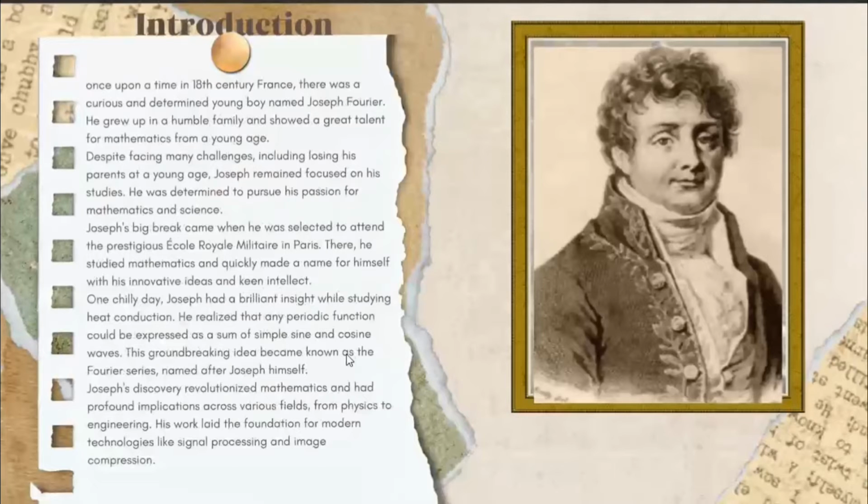Joseph Fourier was very talented from his childhood. He was interested in mathematics, and he faced many challenges in his life, including losing his parents at a young age. When he was 9 years old, he lost his parents, but Joseph remained focused on his study, and he was determined to pursue his passion in mathematics and science.